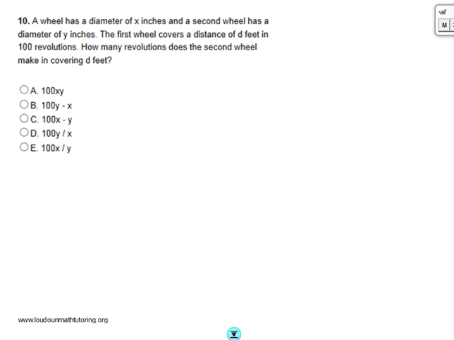Now, we've noticed in a lot of circle problems, there's two formulas you're definitely going to need to know. Circumference of a circle is 2 pi r, and the area of any circle is pi r squared. Okay, that can actually help us with this problem.